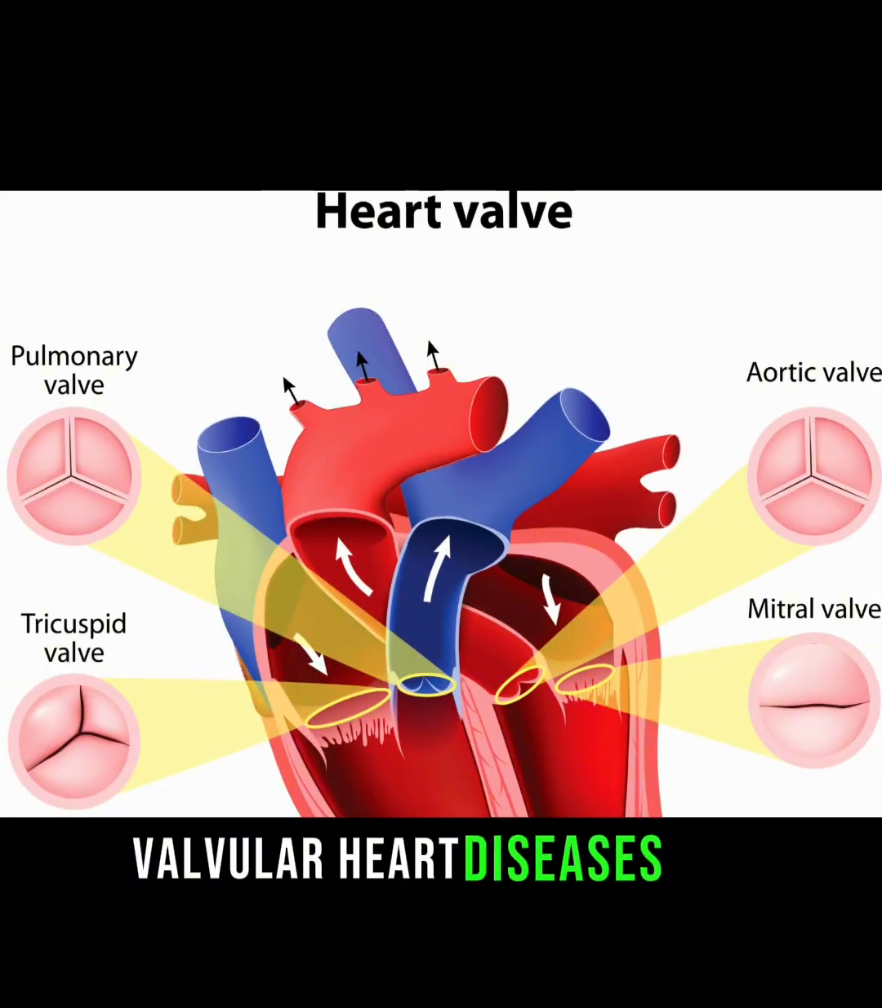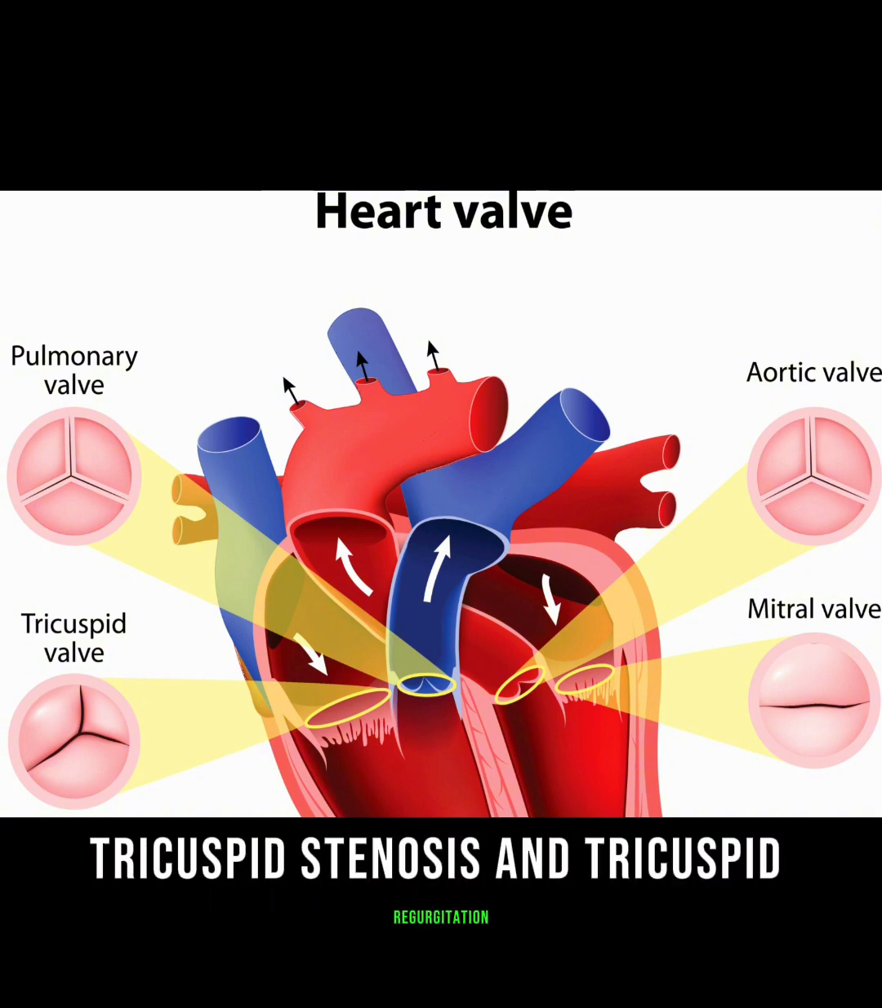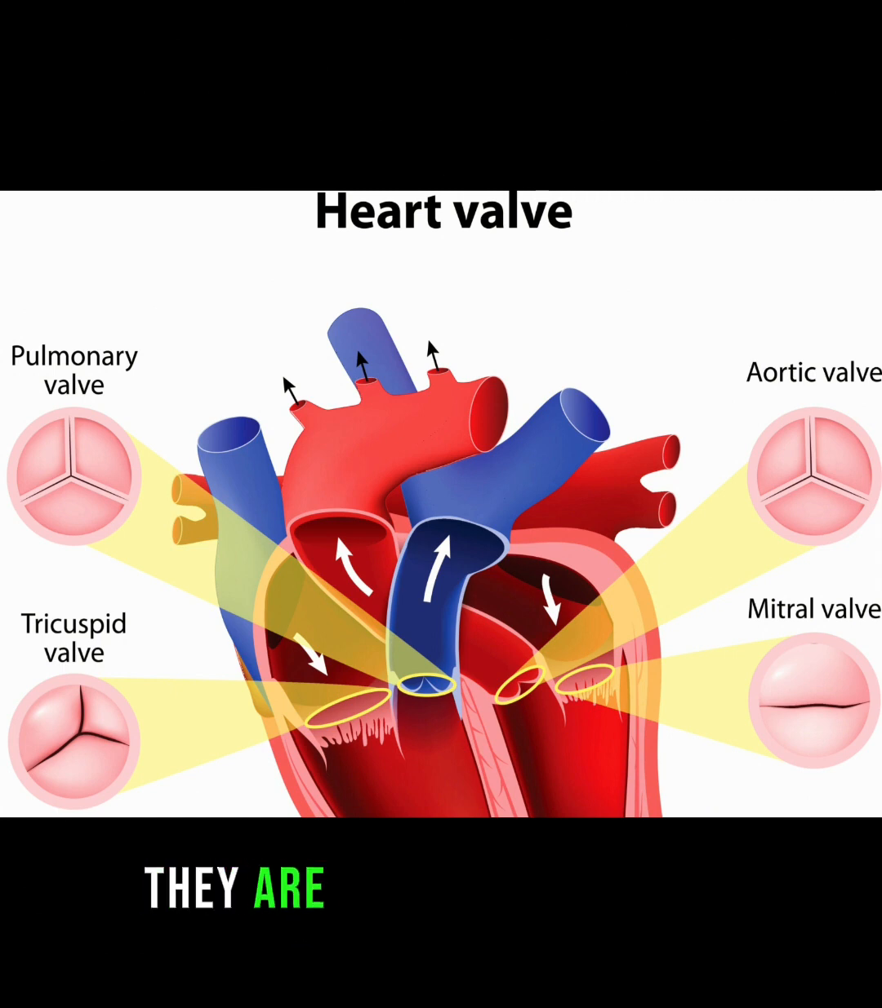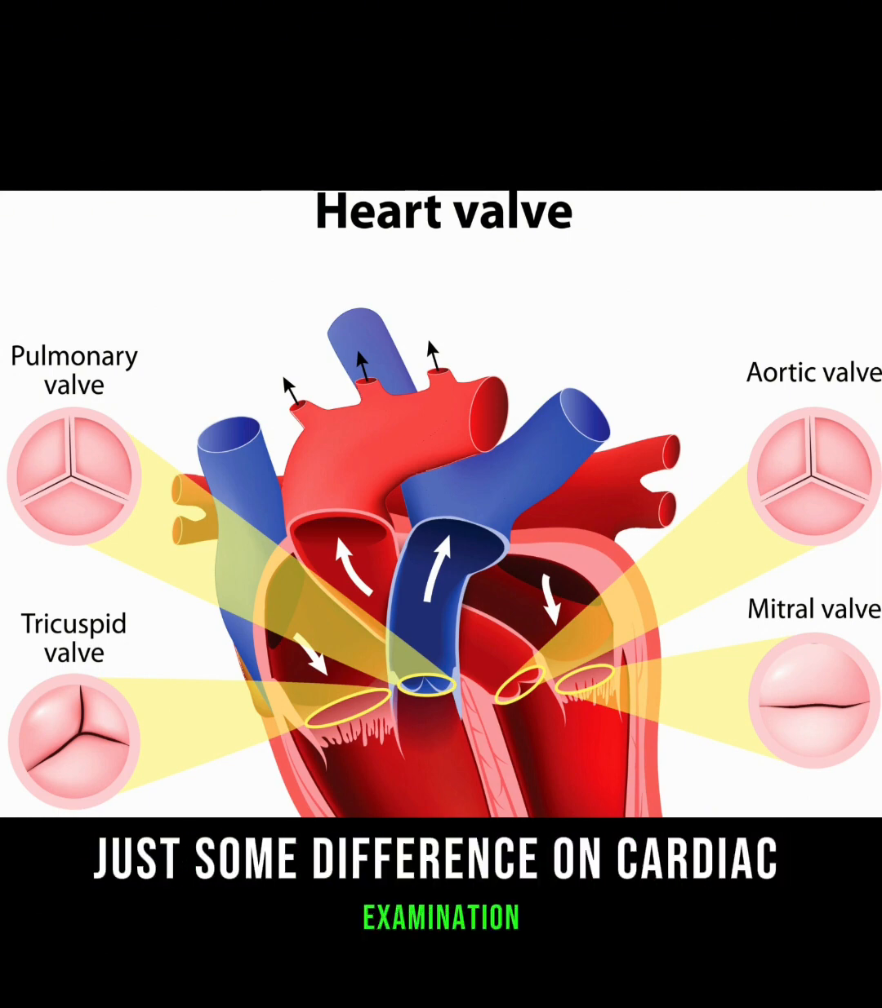Valvular heart diseases are mitral stenosis, mitral regurgitation, aortic stenosis, aortic regurgitation, tricuspid stenosis, and tricuspid regurgitation. They are all mostly similar in causes, in symptoms, and investigations, with just some difference on cardiac examination.